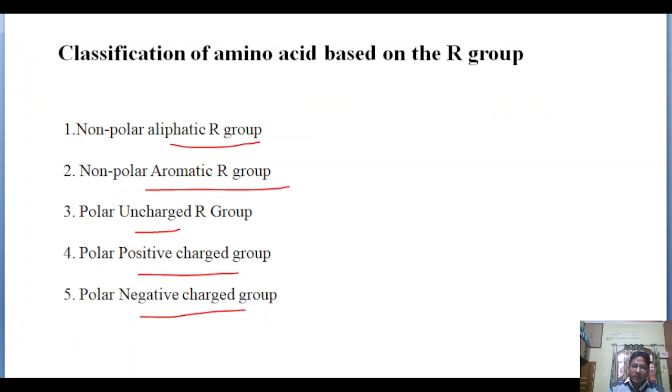In the next lecture we will discuss the classification of the amino acids based on their R group, and how they differ in their structure.